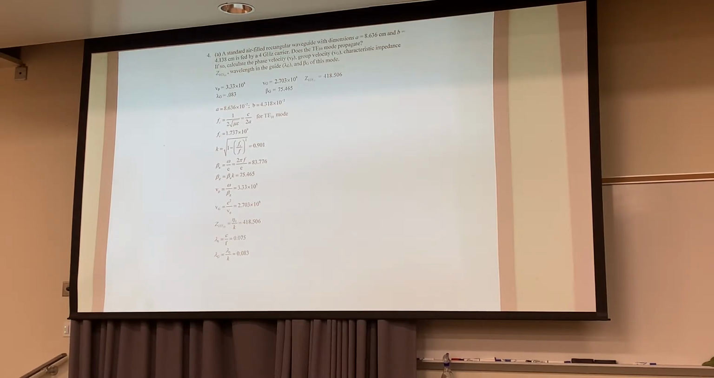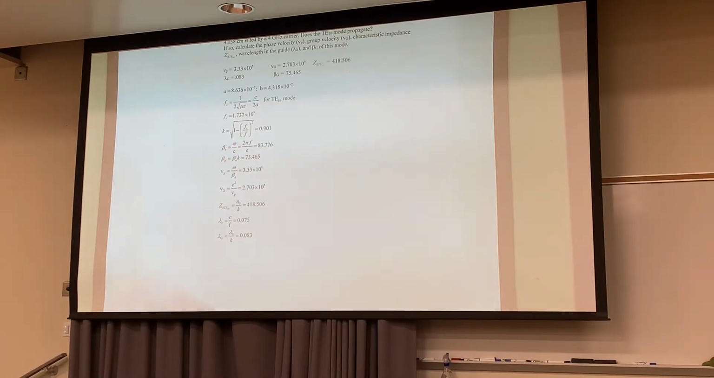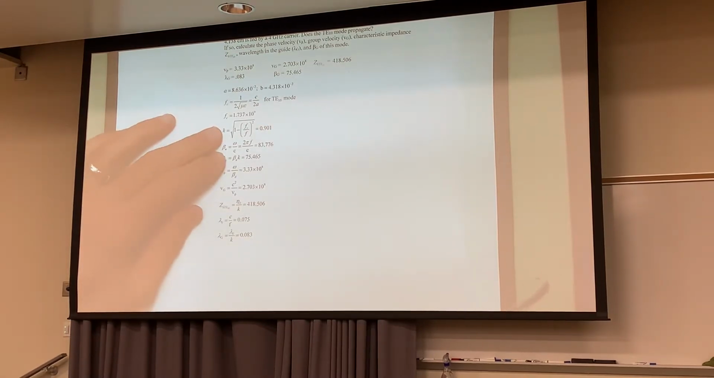You always take the long dimension as the a coordinate, and that's 8.636 times 10 to the minus 2. And there's b, so this is it. The cutoff frequency for the 1/0 mode is 1.737 gigahertz.